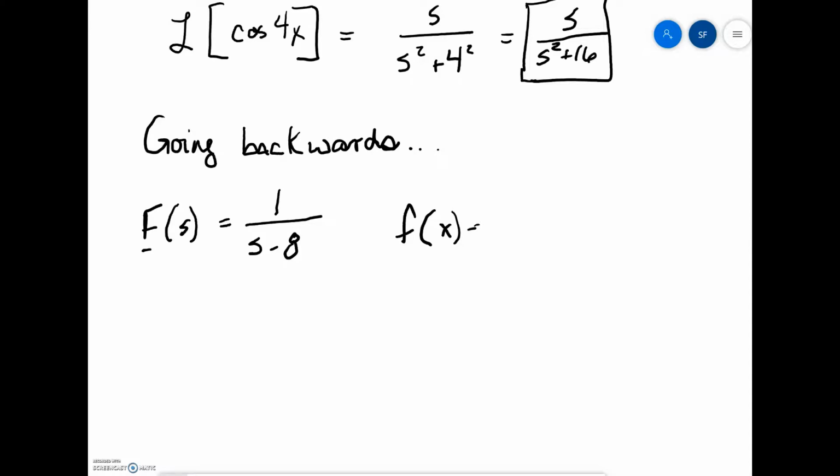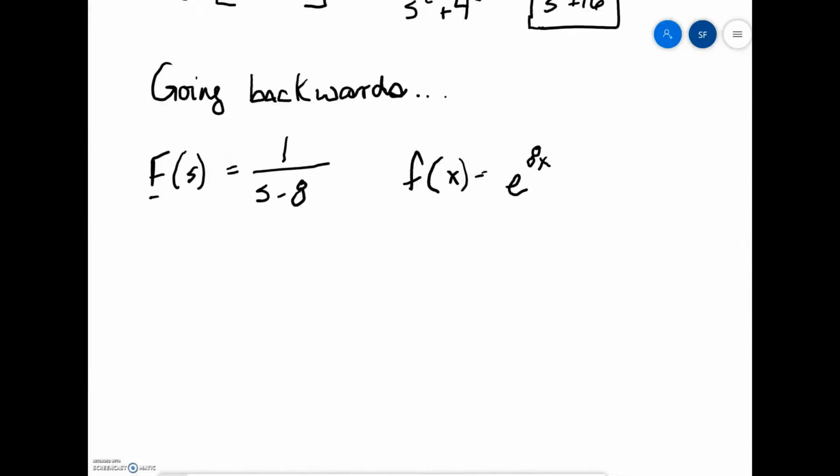So again, we'd look at it, now we're looking at the Laplace side. Looking at that, looks like we're at formula 2 again, where our a is 8. So that would mean that our original function is e to the 8x. What if my transform was 6s over s squared plus 9 squared.